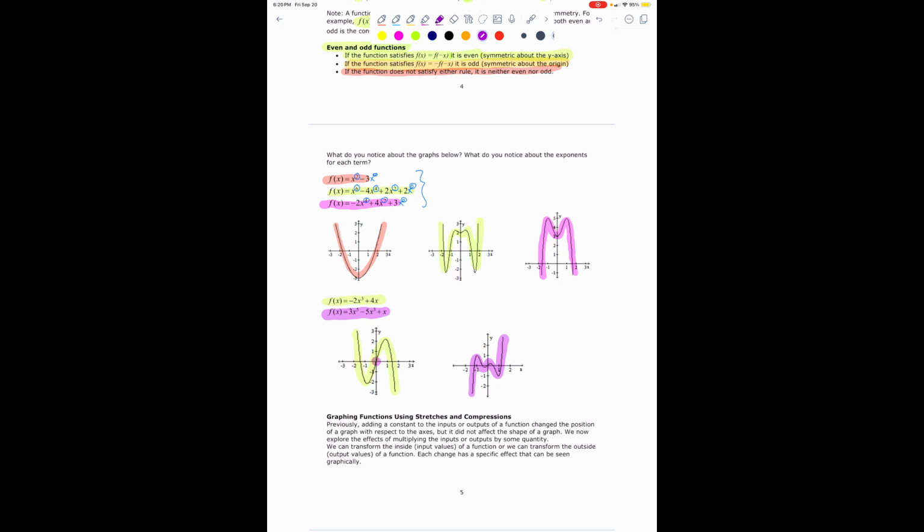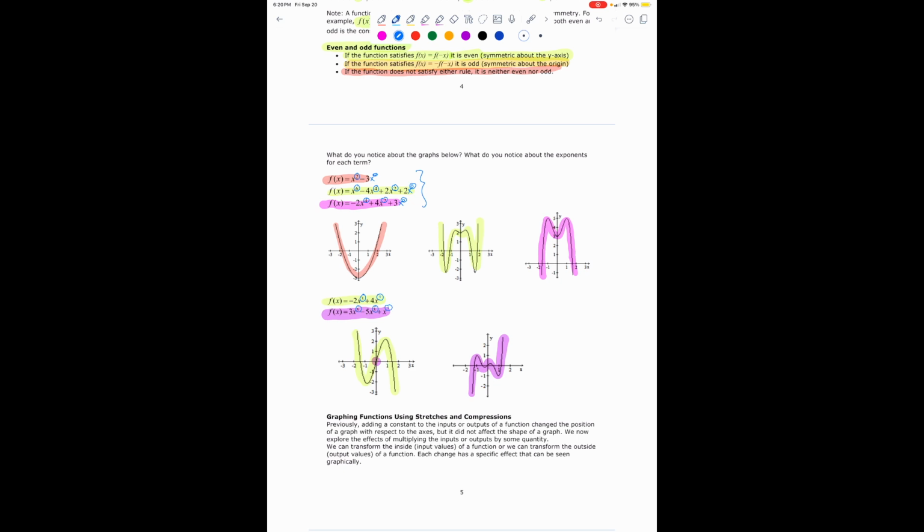It is symmetric about the origin, because if you reflect the graph horizontally and then vertically, you're going to obtain the original graph. Now notice what we have here as a power. The power is odd, the power is odd, which is 1. Odd, odd, and odd, which is 1.